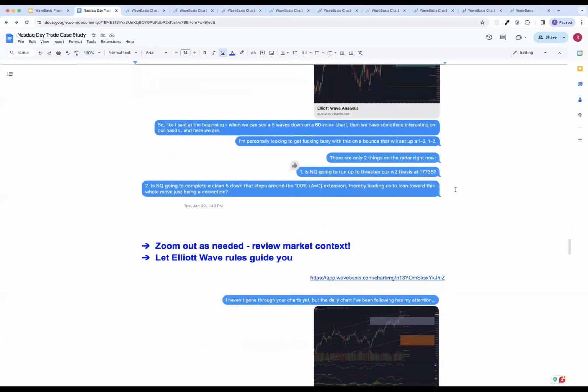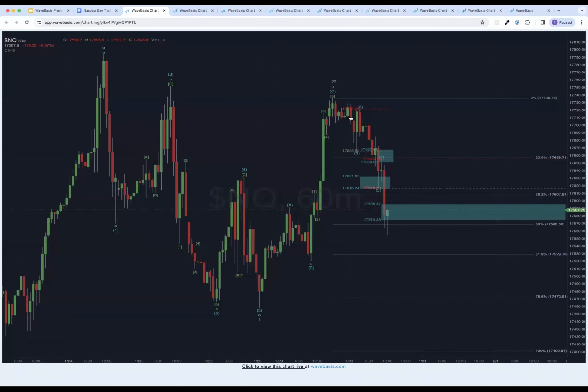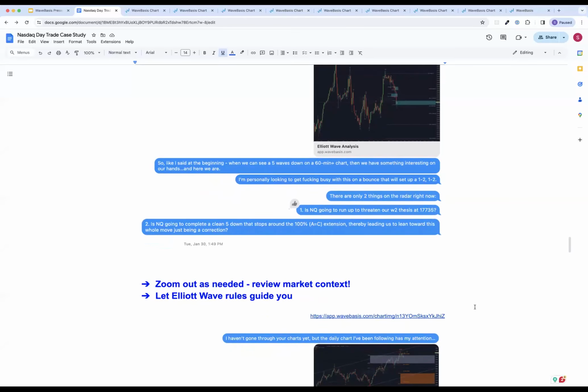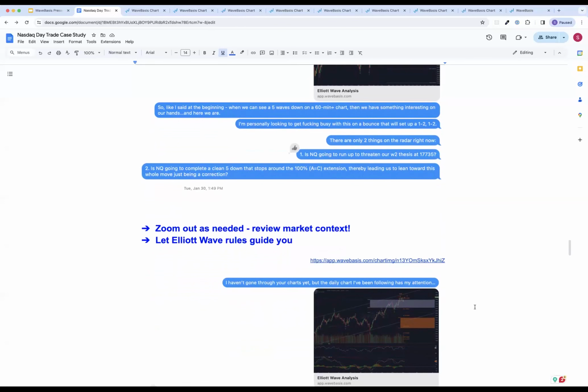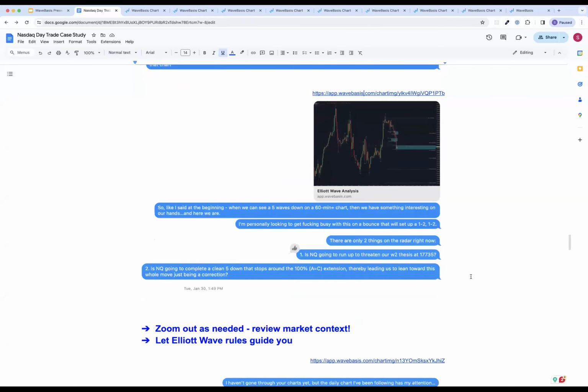And at that point, as we're in here somewhere, I'm saying there's only 2 things on the radar right now. We're theorizing that this is going to be the wave 2, our bounce, and maybe we can get short in here. But that requires that this level, 17,730, 735 holds. Again, long story short, it did not hold. The market kept rallying.